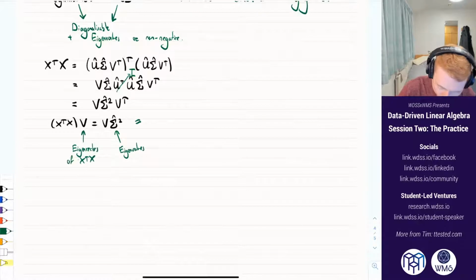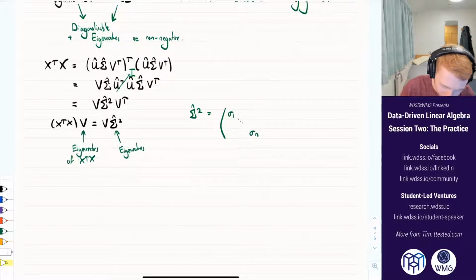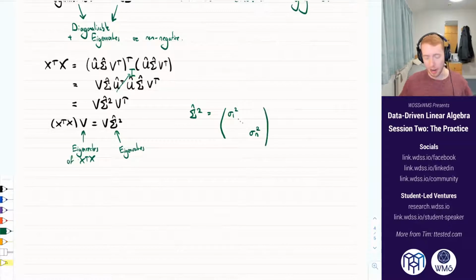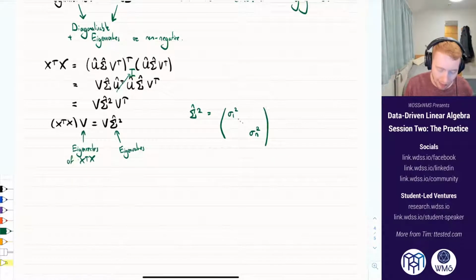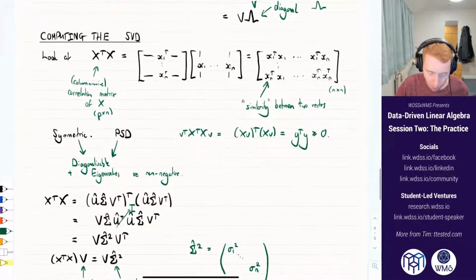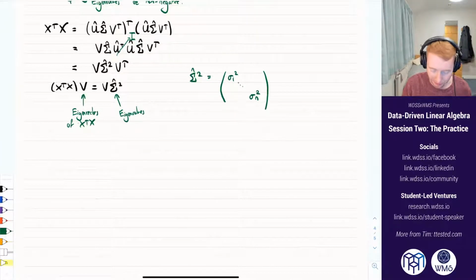And just a reminder of what sigma squared looks like. It takes each of the singular values and squares them. That's what happens when we square a diagonal matrix. Okay, so that's looking really good, because now we can calculate the eigenvectors and eigenvalues of x transpose x. This is not a massive matrix, it's n by n, rather than having any p's in it, where p is normally massive. So we can calculate those eigenvectors and eigenvalues, and that gives us v and sigma.